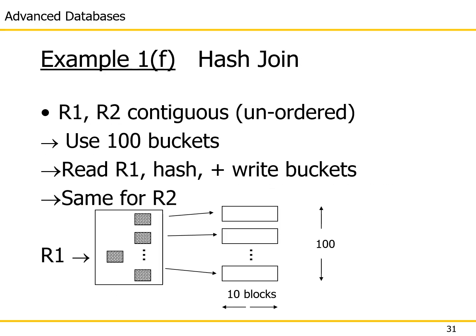Now, what about the cost? If I assume that R1 and R2 are contiguous, which means I pay 1 IO per page, and I'm using 100 buckets, this is how it will work. I will read R1 separately, hash it, and write the buckets. So that's 1 IO per page for reading all the pages in R1. The hashing is done in memory, and then the buckets are written to disk.